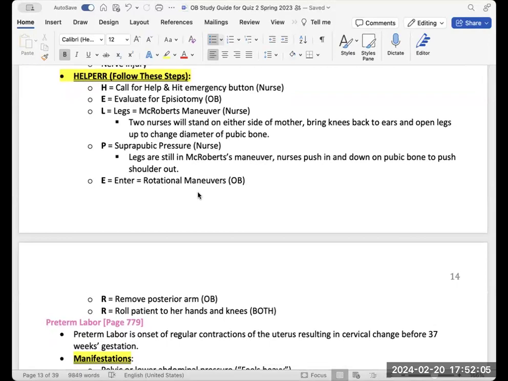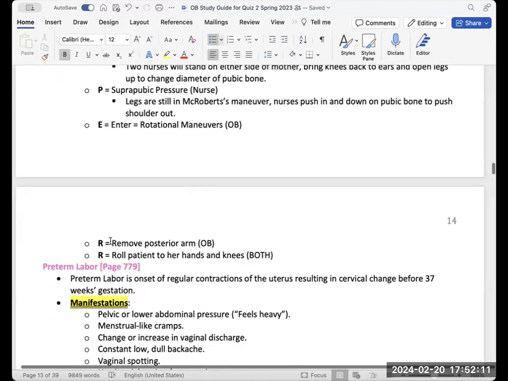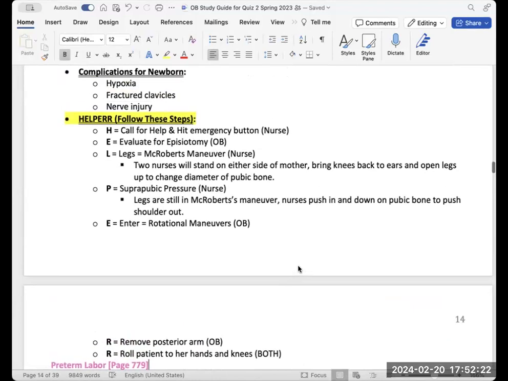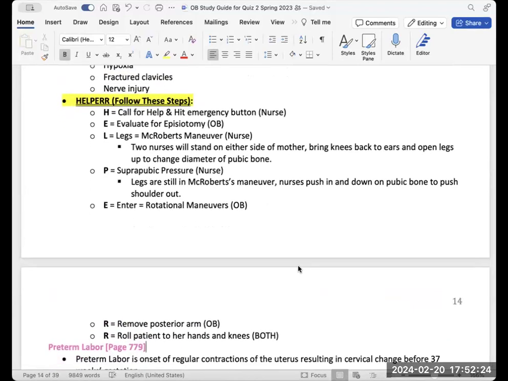Then E, or enter rotational maneuvers, that's done by the OB. The OB can remove the posterior arm, but the nurse and the OB will roll the patient onto her hands and knees to help get this baby out.